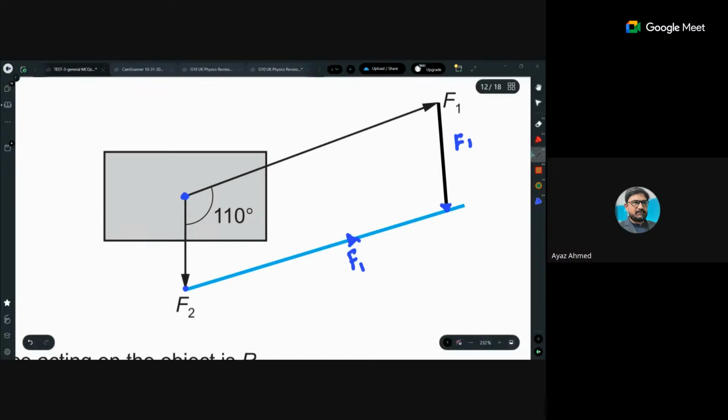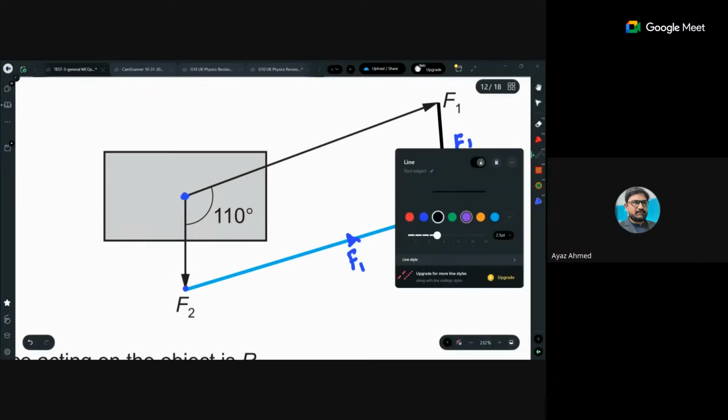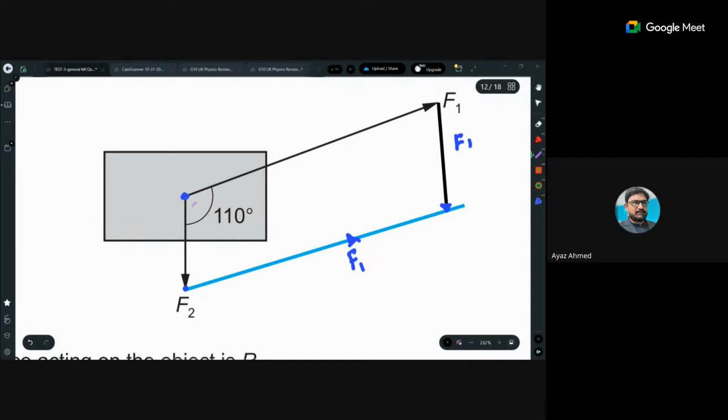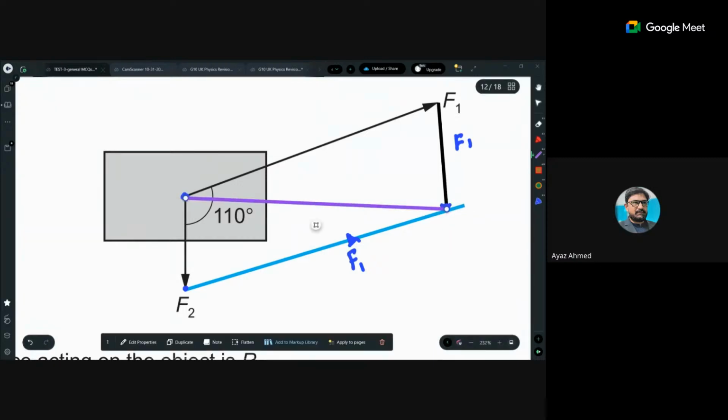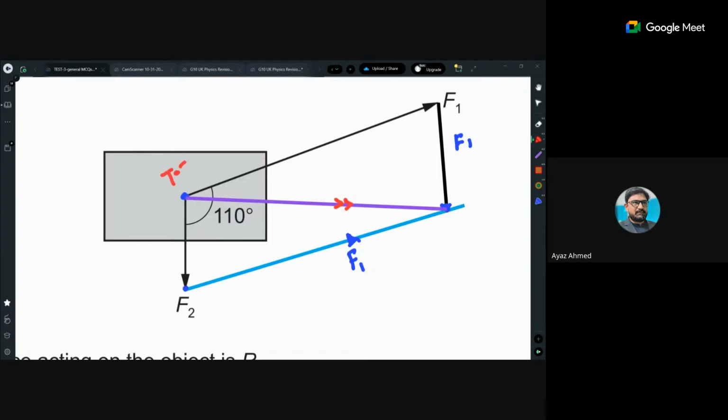Well done. What should be the resultant? The resultant will be from the tail junction to the head junction. That is why I have explained so much to you all. This is the tail junction, and this is the head junction because both heads are there. So the direction of the resultant is this one.